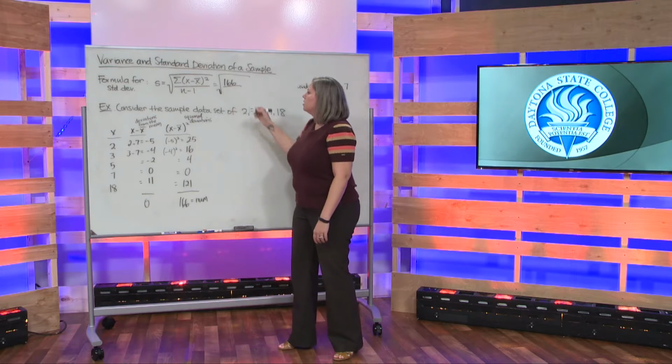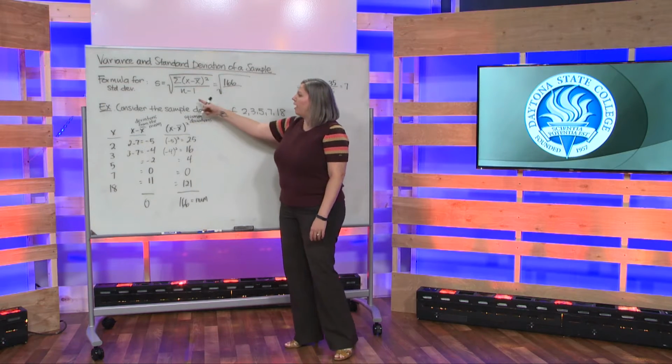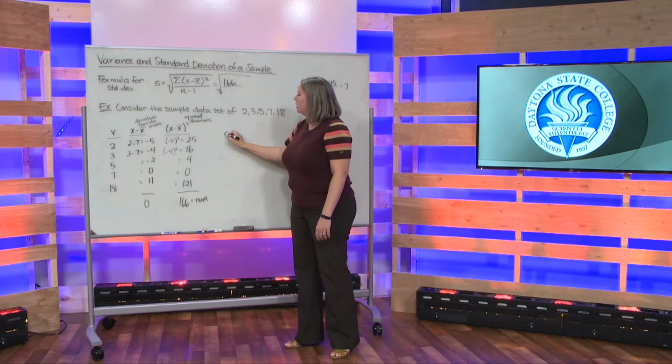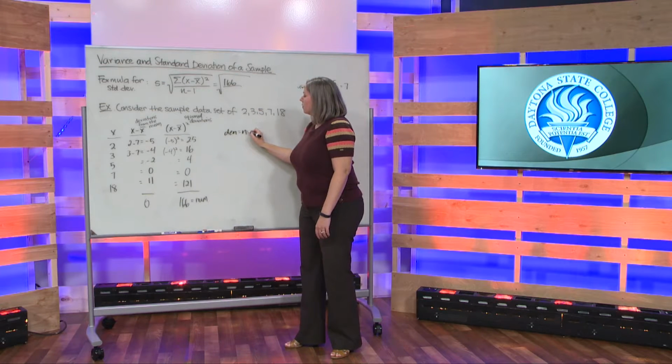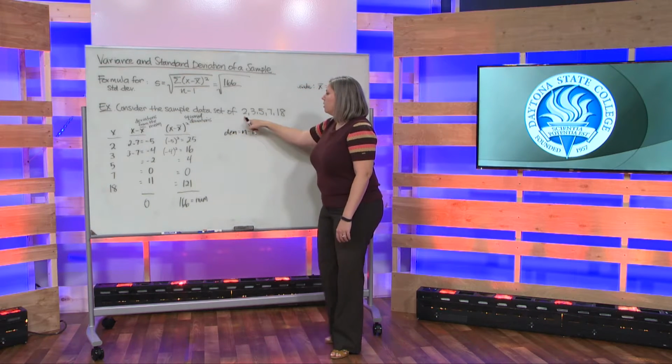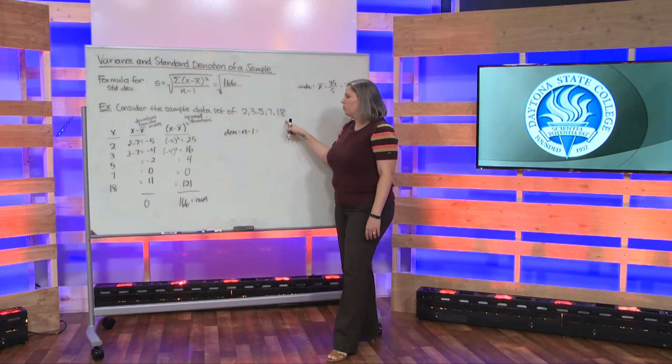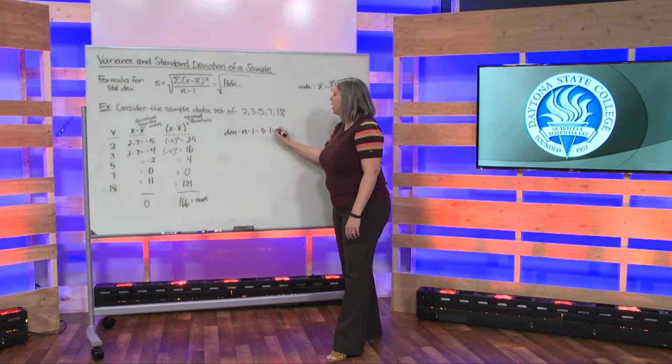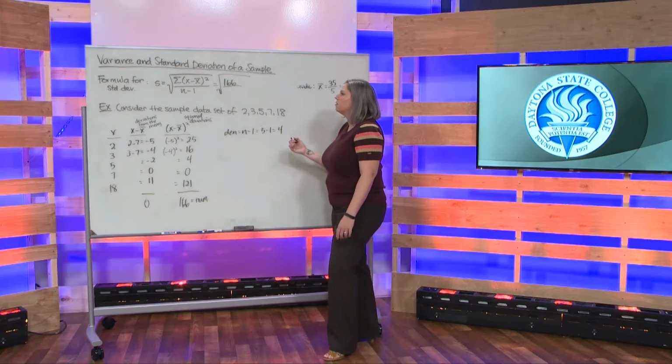All right, the denominator is not too bad. Formula n minus 1. n is equal to the number of values we have, or the number of observations. So 5 minus 1 is obviously going to give us a 4.